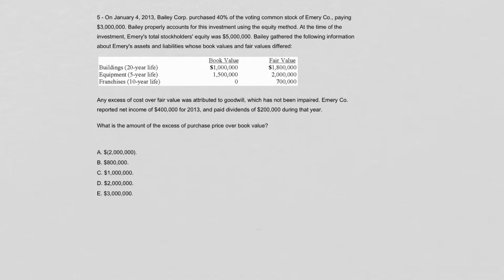And this one is number 3, I believe, on the hit parade. And even if it's not, we'll do it together and see how it works out. The question is asking what is the amount of the excess of purchase price over book value. So we're going to need to figure out the purchase price and compare it to book value. The book value is told to us, if you read it carefully, by the fact that the equity of the company was $5 million.